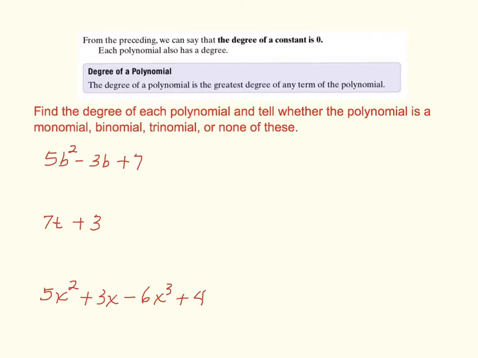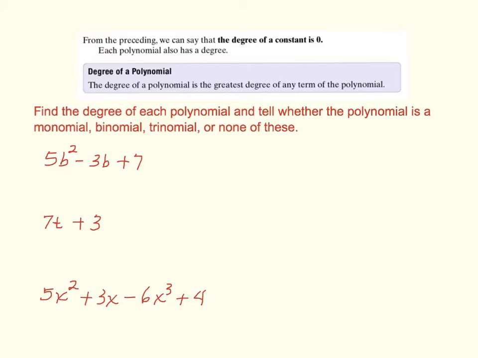So the degree of a constant is 0. That's very, very important that you understand that. If you have a number, it has a degree and it's 0. Each polynomial, though, has a degree. Now, we just finished talking about terms having a degree. So a term has a degree, but a polynomial could have several terms in it, and the polynomial then has a certain degree. The degree of a polynomial is the greatest degree of any term in the polynomial.